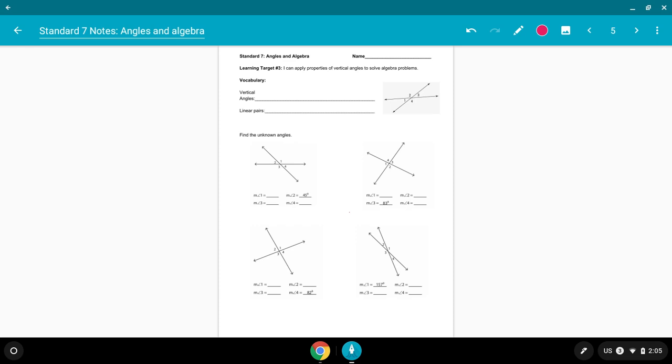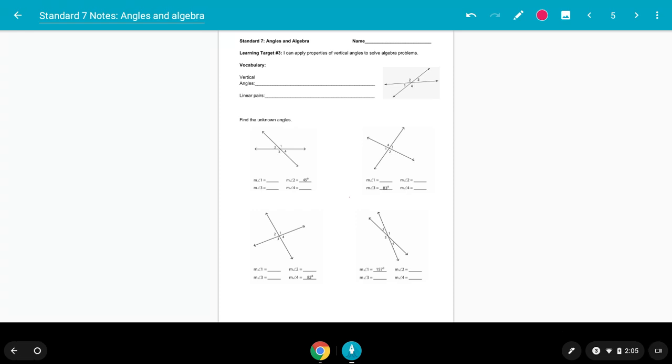Standard 7, angles in algebra. Learning target number 3: I can apply properties of vertical angles to solve algebra problems.